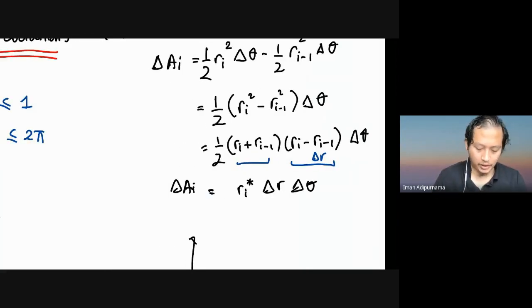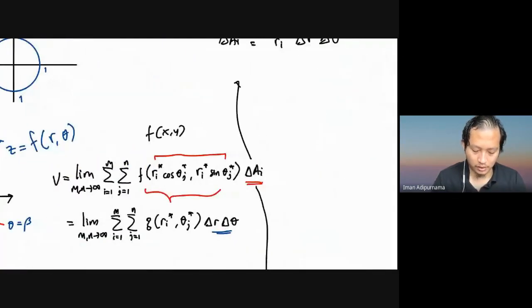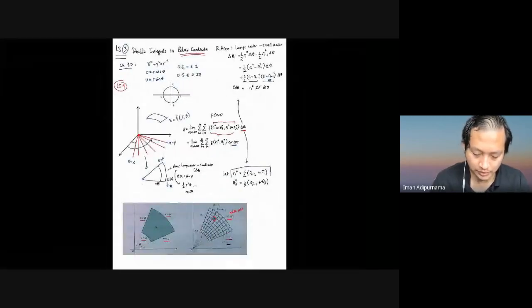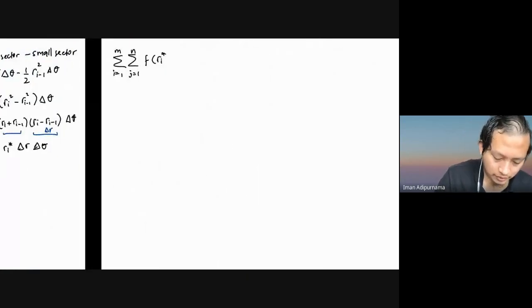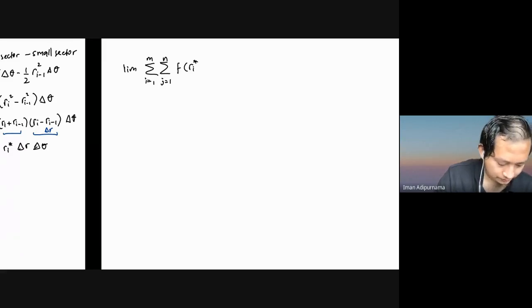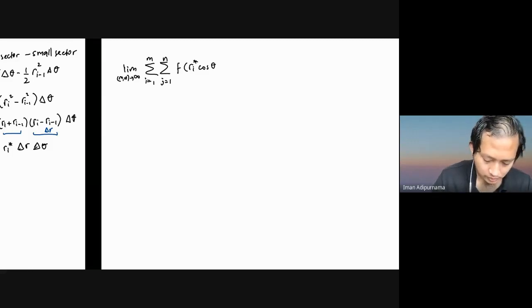Now we have delta A. Okay, and now we are going to look at this delta A and put it in our limit here. Or let me make a new page as a conclusion, or maybe directly write it as a limit to make it simpler. So the limit as m and n both go to infinity. And let me write this r cos and also r sine. Okay, and then this will be the result of the delta A.